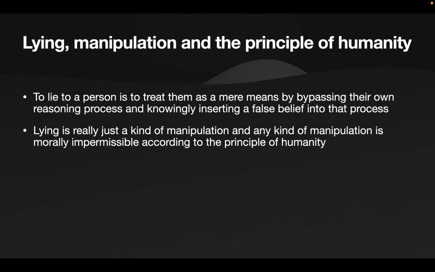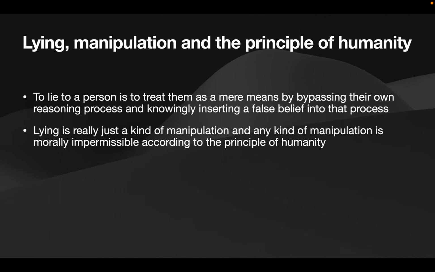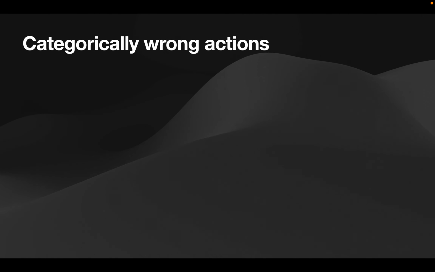That's what lying's doing. And so in that way, lying really is just a kind of manipulation. And if you want a picture of what the Kantian finds really morally problematic, it's treating a person who has their own reasons for doing things, who has their own goals in life, as a kind of puppet, and trying to get them to behave in the way that we want them to, instead of the way that they would like to behave. So lying is just a kind of manipulation. And any manipulation is wrong, comes out as morally impermissible, according to the principle of humanity.